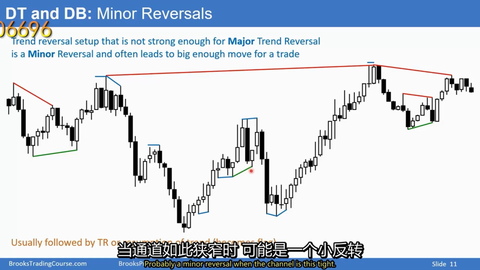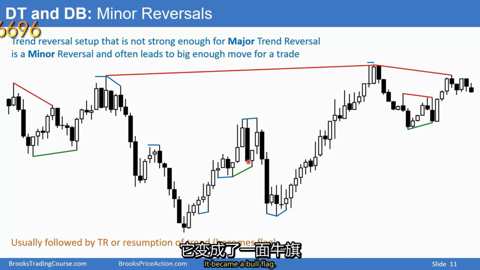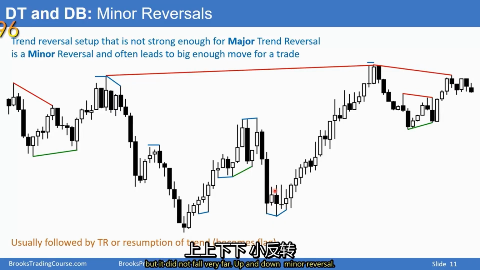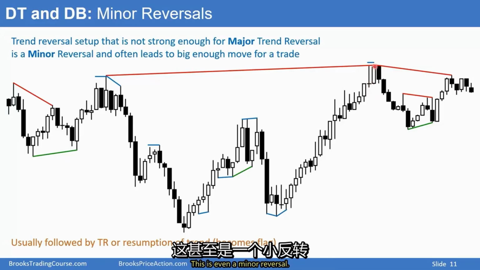Probably a minor reversal when the channel is this tight, it became a bull flag. A minor reversal up, it became a bear flag, but it did not fall very far. Up and down, minor reversal. This is even a minor reversal.